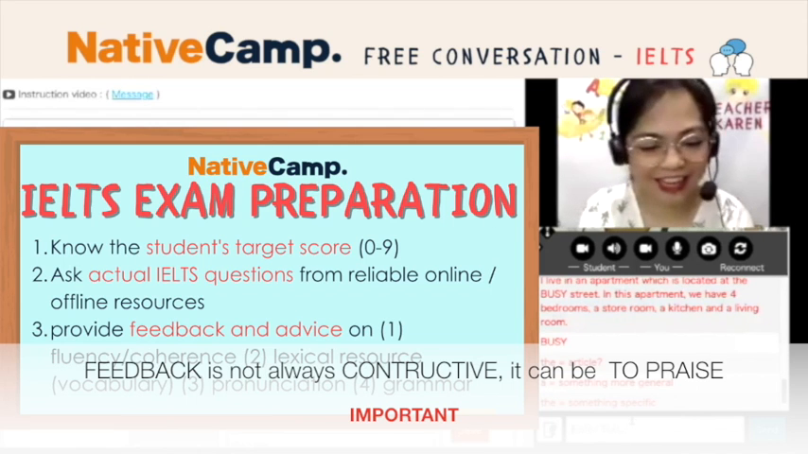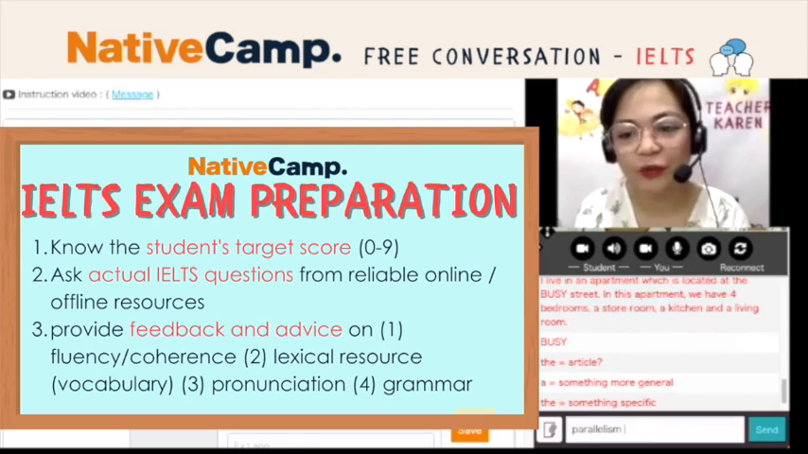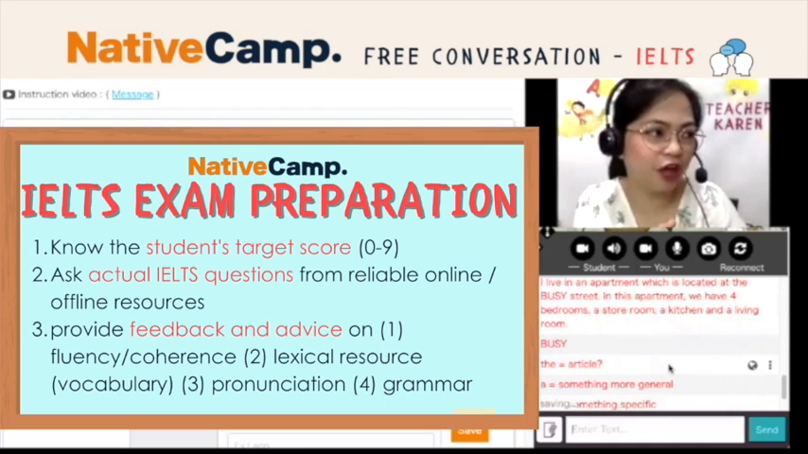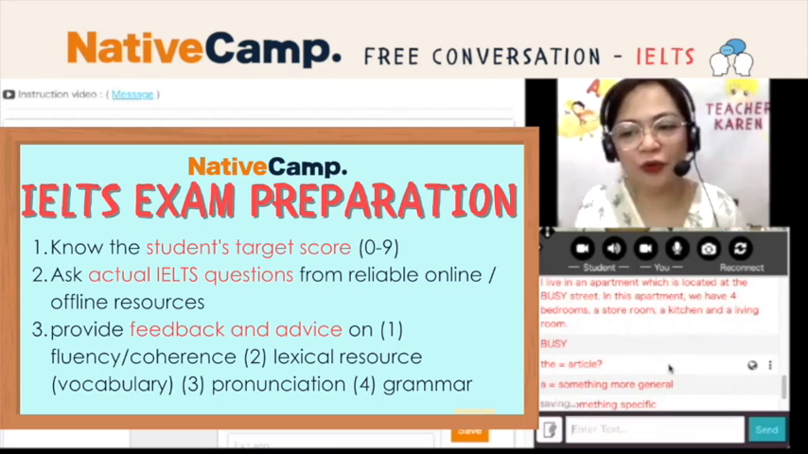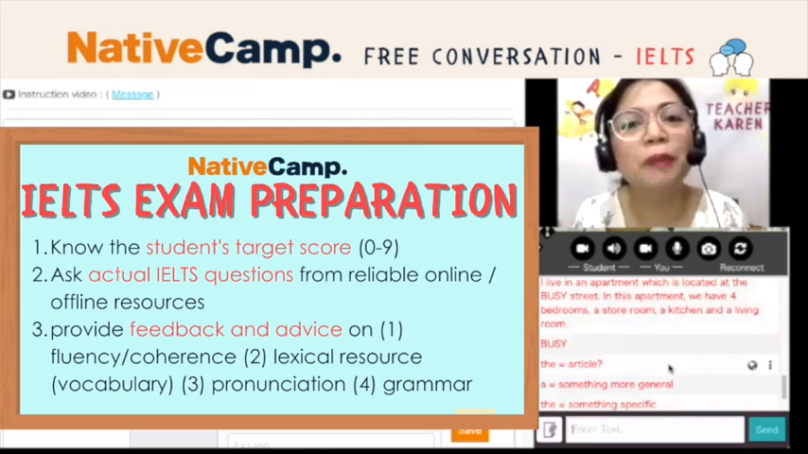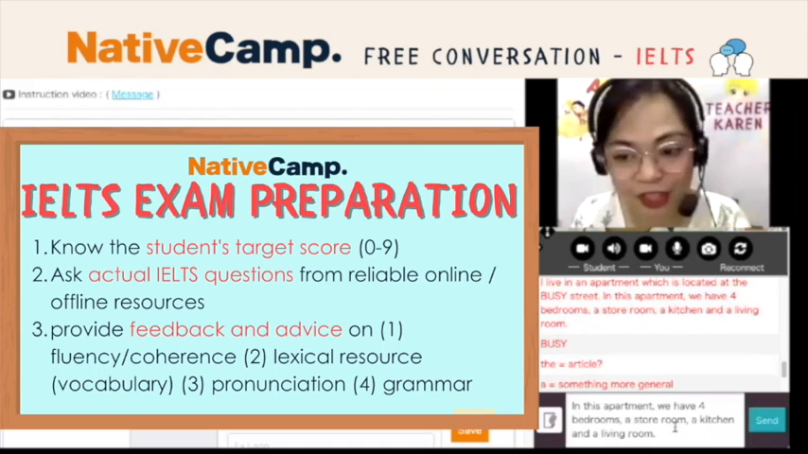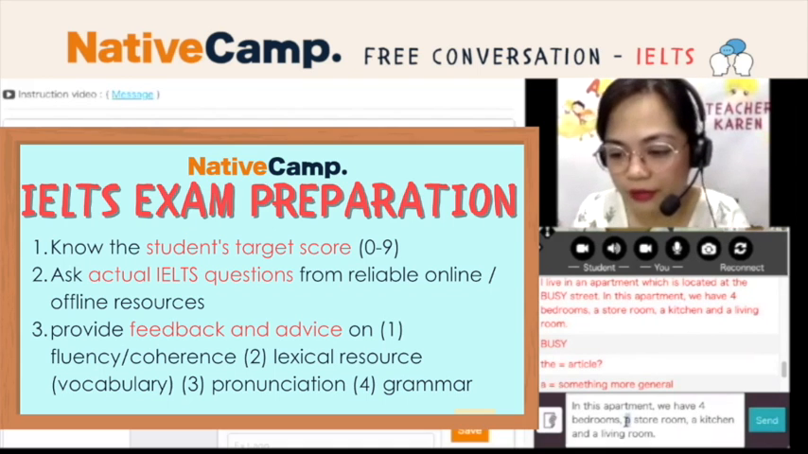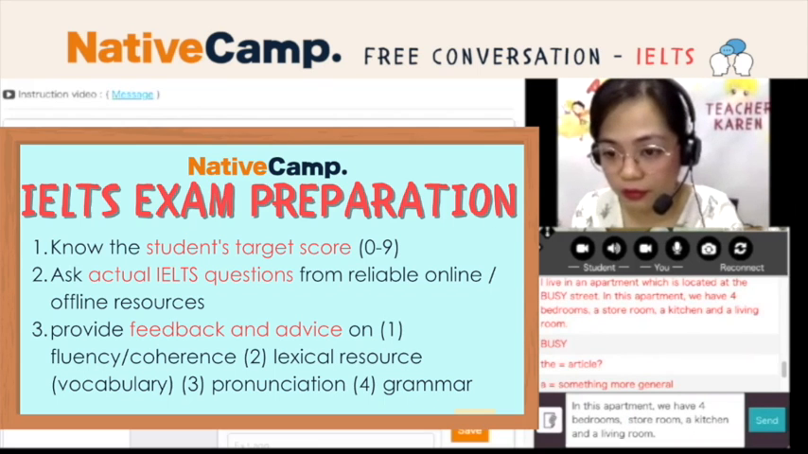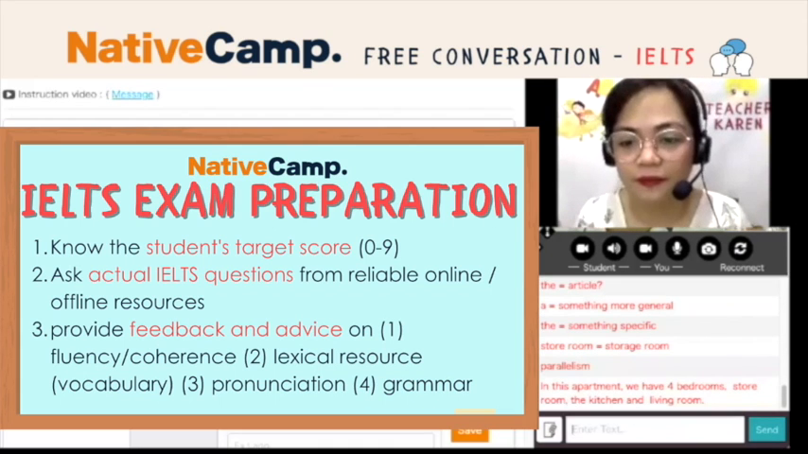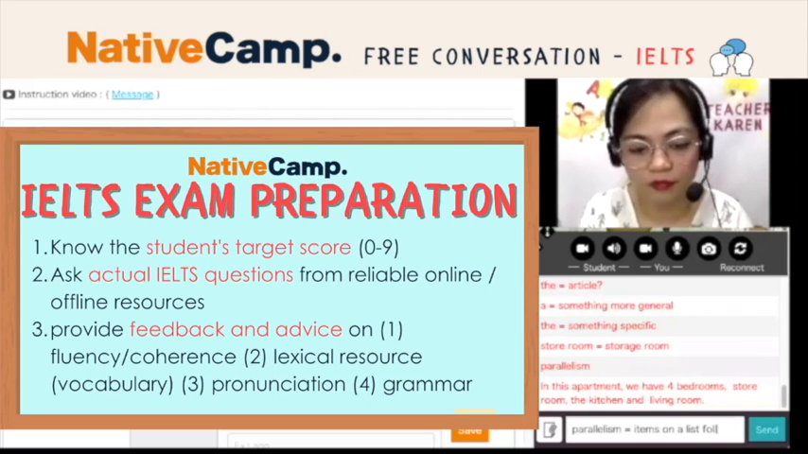No. Oh, no? Okay. Well, this is another grammar rule where when you are enumerating something, it should follow the same structure. You said here, a storeroom, a kitchen, a living room. It follows parallelism. It does not follow parallelism if your sentence is like this. Let me just share with you, okay? We have four bedrooms, storeroom, kitchen, and living room. Okay, here you go. Could you please read this sentence? In this apartment, we have four bedrooms, storeroom, the kitchen, and living room.